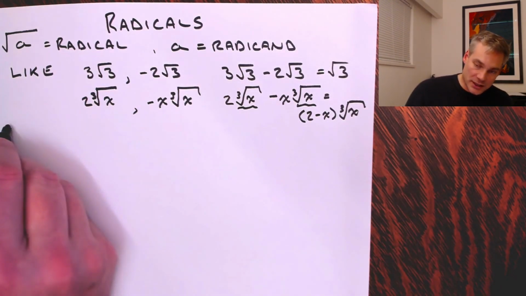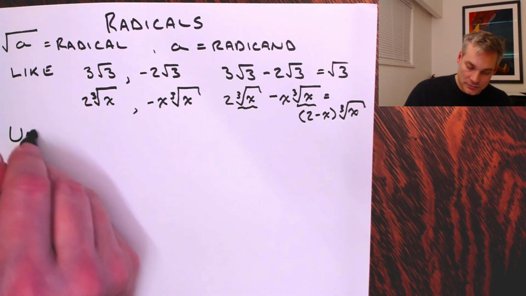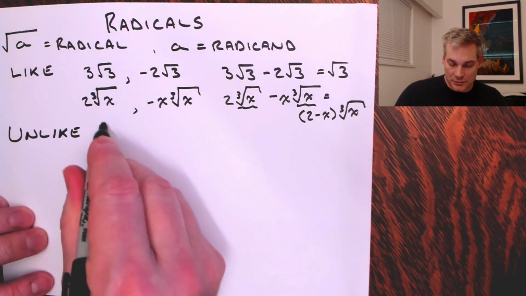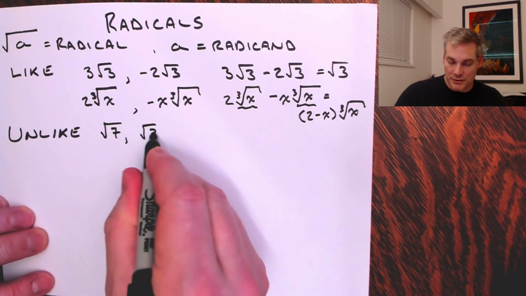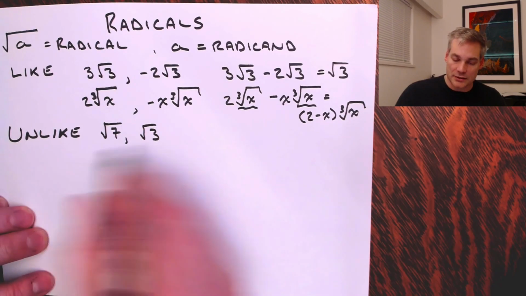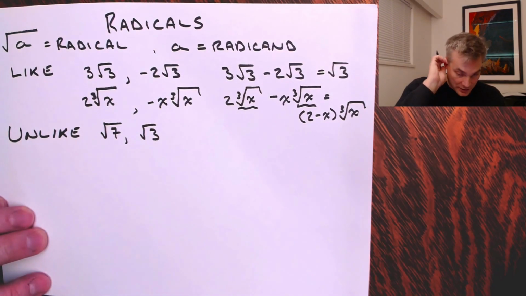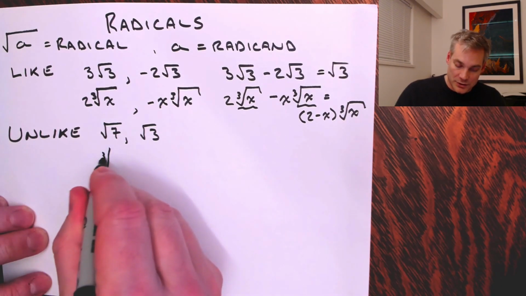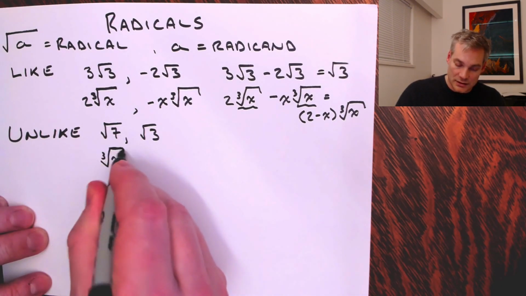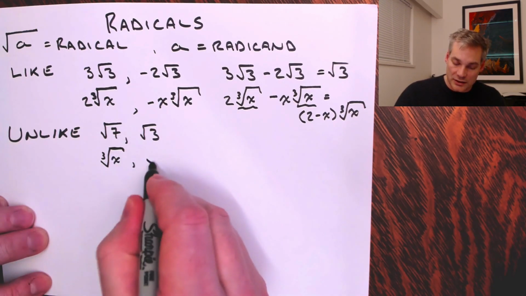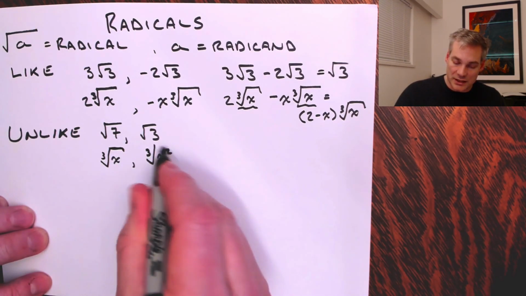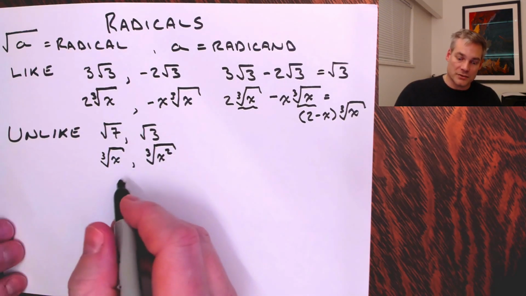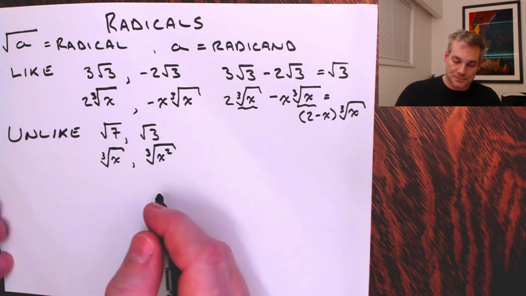Now you have unlike radicals, with a big U, unlike, and that's just something like the root of 7 and the root of 3. So these are unlike. I can't group them. Another unlike radical would be something like, let's say you had the third root of x, and then you also had the third root of x squared. These are different. We cannot add or group them together.